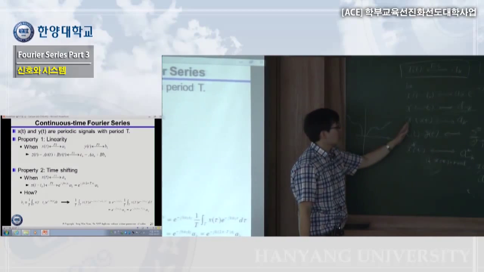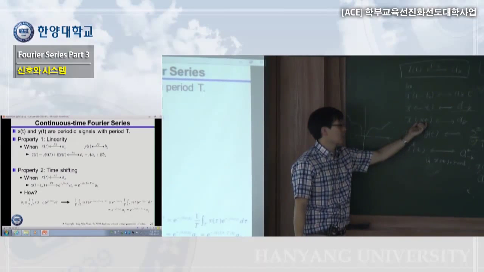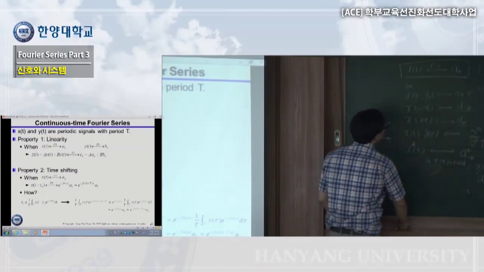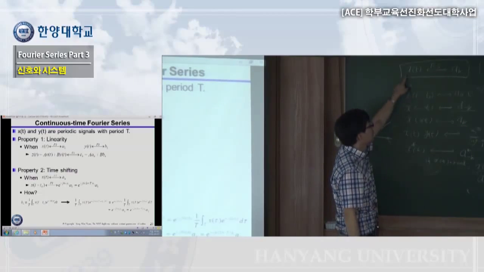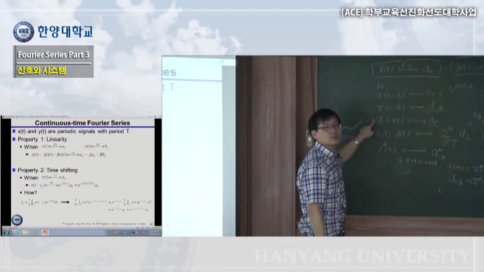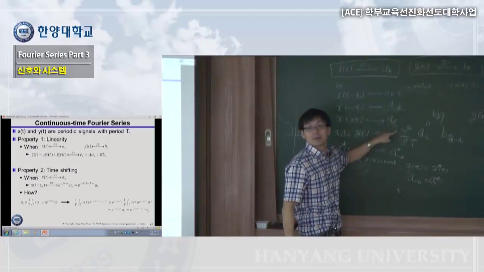If you have time scaling, which is when they multiply by time, then the output will not be changed. So if you already know AK, and you want to know x2t, for example, the output will be the same.